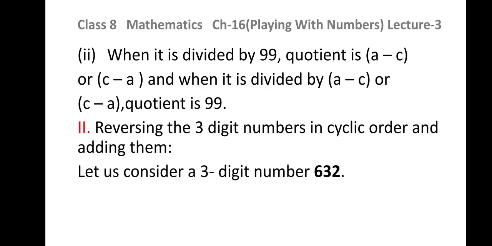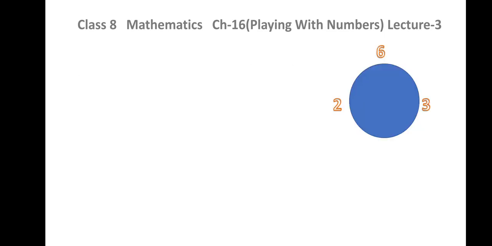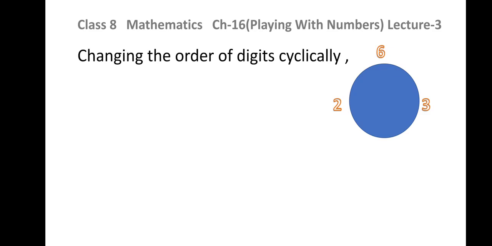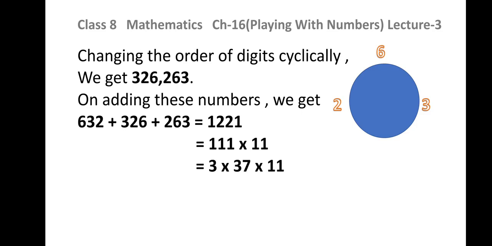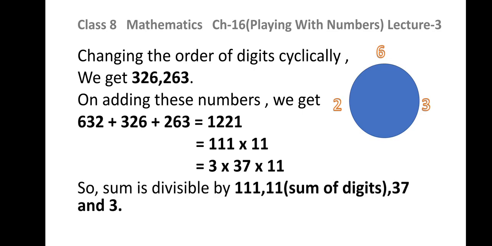Let us consider a 3-digit number 632. Changing the order of digits cyclically, we get 326 and 263. Adding all these three numbers, we get the sum as 1221, which can be further written as 111 into 11, and further 3 into 37 into 11. So what we have concluded? This sum is divisible by 111, 11, which is the sum of the digits here in this case, 37 and 3.